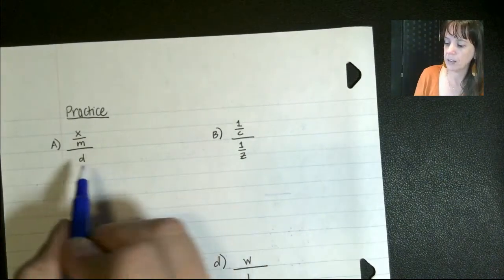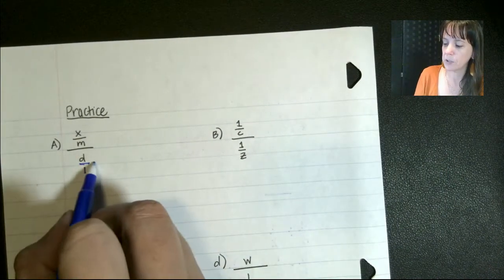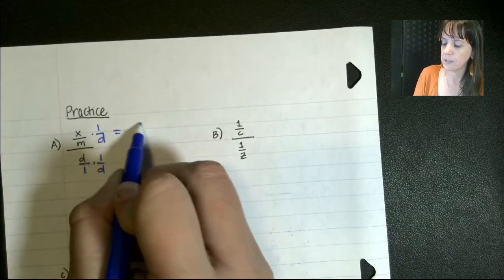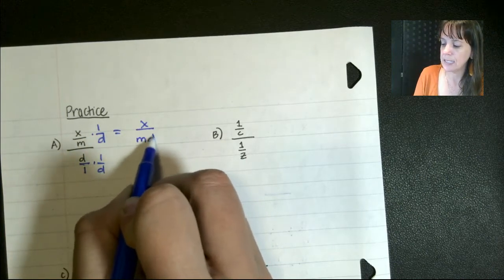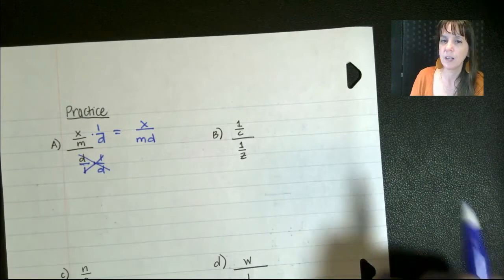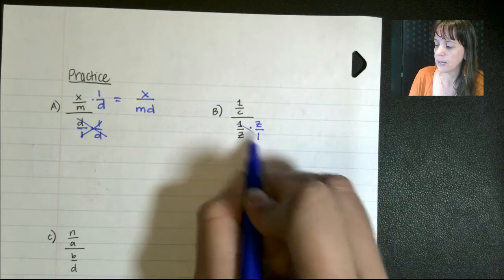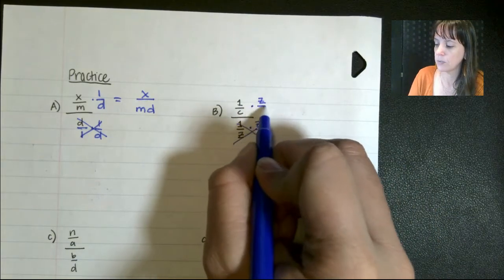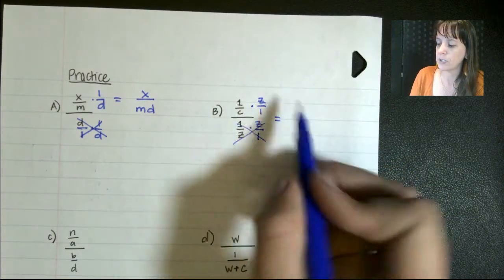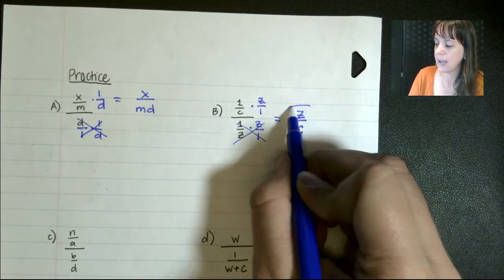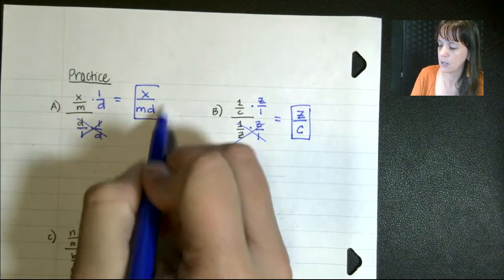So for this first one, let's put this over 1 and multiply by the reciprocal, 1 over d times 1 over d. That gives me x over md, because remember, these would cancel out. For this one, same idea, z over 1, cancel, cancel, times z over 1. Multiply straight across the top, I get z. Straight across the bottom here, I get c, and that is my answer.